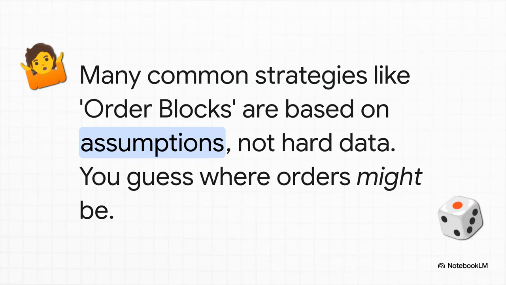See the difference? A lot of popular strategies, things like order blocks, are built on that first approach, on assumption. You draw a box on your chart, and you assume there are a bunch of orders sitting there, just waiting. But is there any proof? Any hard data? Nope. You're basically trading on a hunch, and that can get you into trouble.